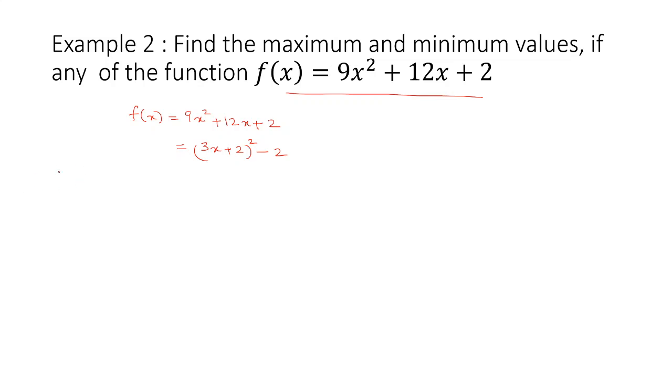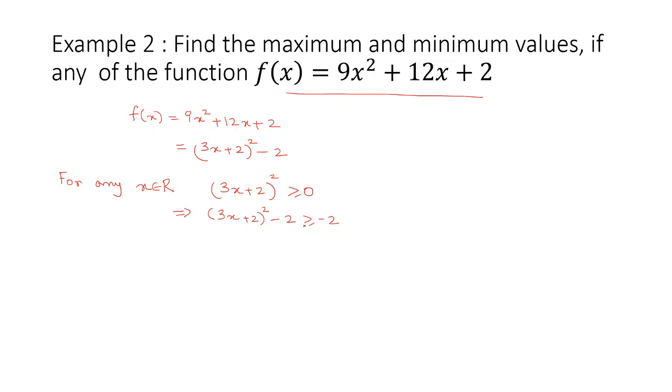So now for any x belongs to R, 3x plus 2 the whole square is a square, so it is always greater than or equal to 0. That implies 3x plus 2 the whole square minus 2 is greater than or equal to minus 2.